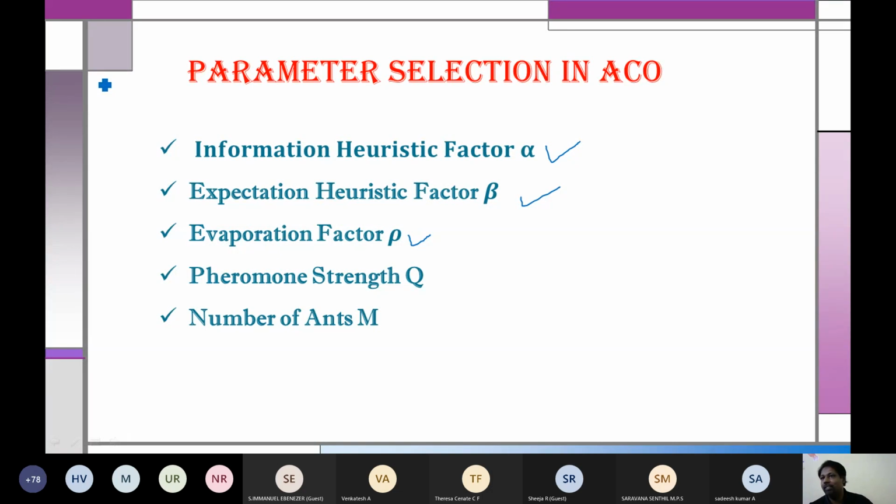For the evaporation factor, we should not take the maximum value 1, as that means full evaporation. If you take 0, there is no evaporation, so you need to take a value in between. And the number of ants also matters. If you see the literature, with fewer ants there is more chance for exploration, and with more ants there is more chance for exploitation. But that all depends on your application. So these are all the factors you need to tune for ACO.